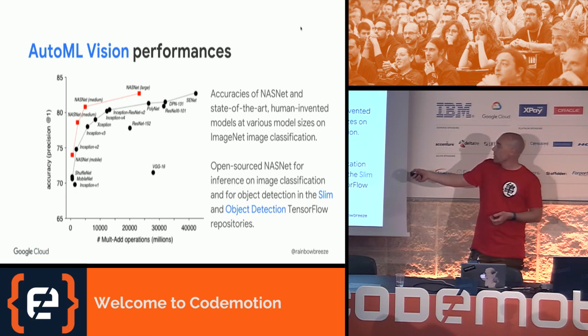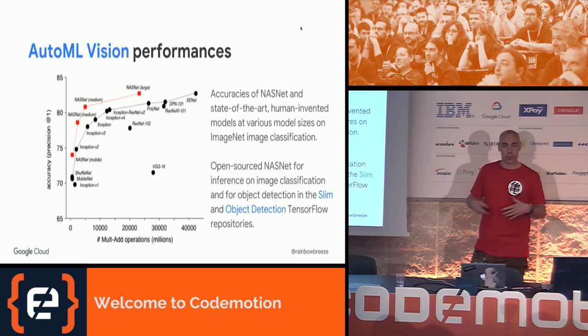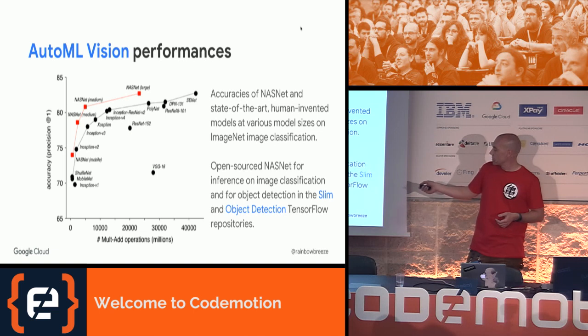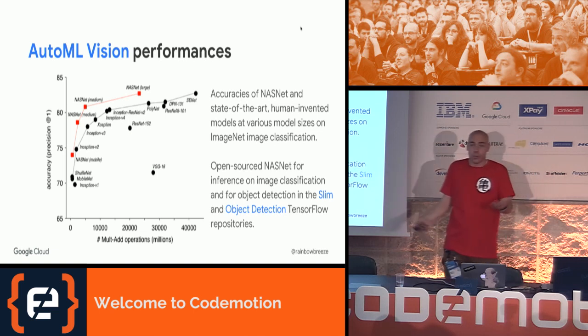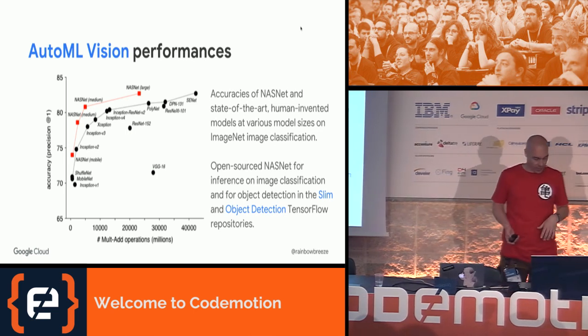And by the way, you can use this model in TensorFlow under the repository with all the models. This one here is called SLIM, and this one here is called object detection. So it's something that you can use without even caring about how it was possible to create this model.